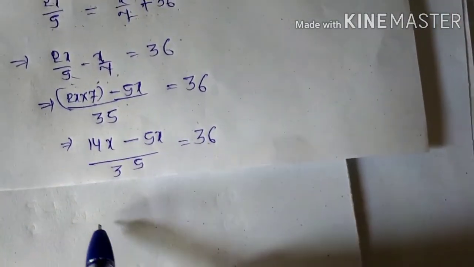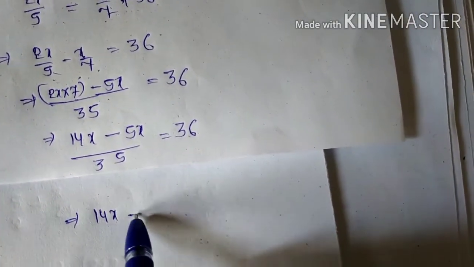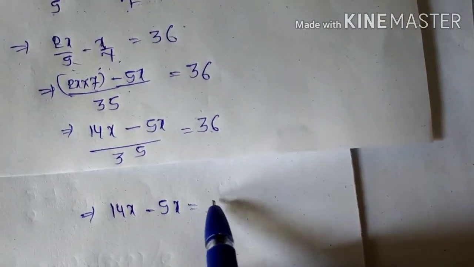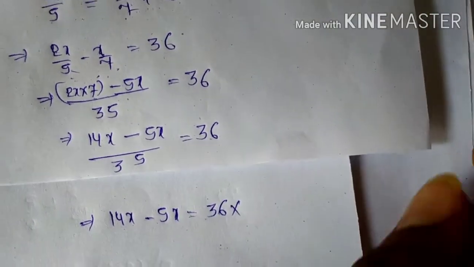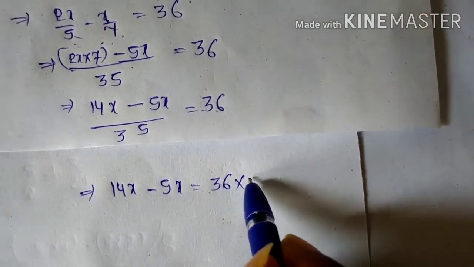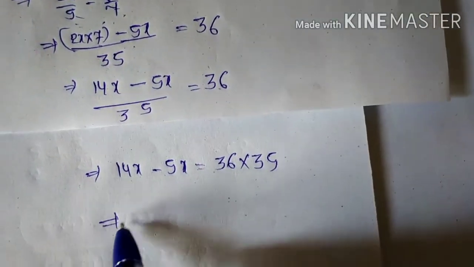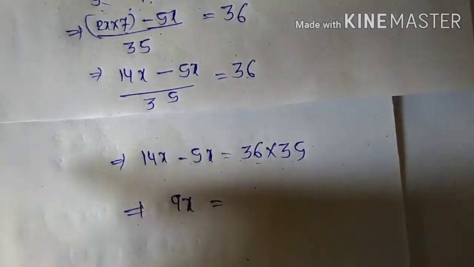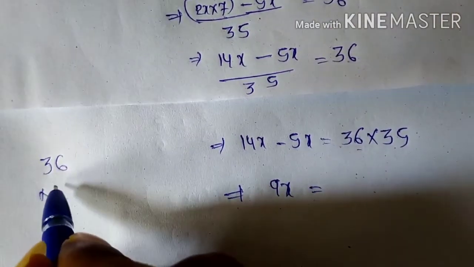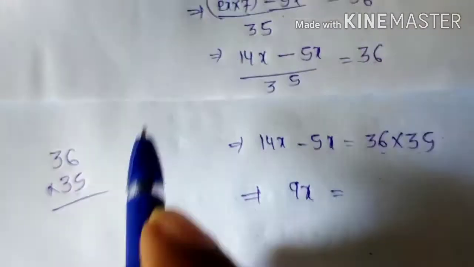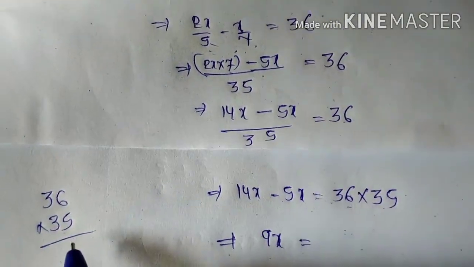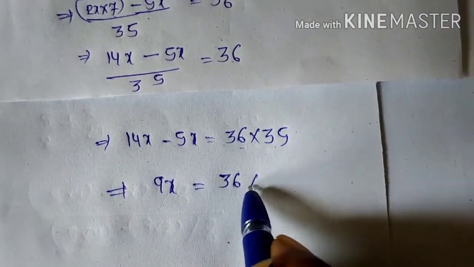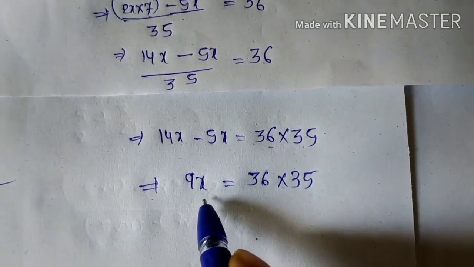14x minus 5x by 35 is equal to how much? 36. In the next step, you can transpose 35 to the RHS. That will be equal to how much? 36 into 35. That means here 14x minus 5x is equal to 9x, or not? Yes, 9x is equal to 36 into 35. Just do cross multiplication. 36 into 35 is how much? If you know, you can do simplification, otherwise you can keep it like that only. See here, I am writing the same, 36 into 35. Now you can see we need to find only the x value.